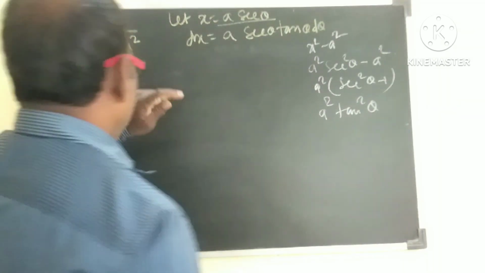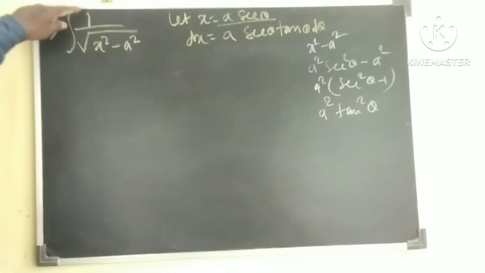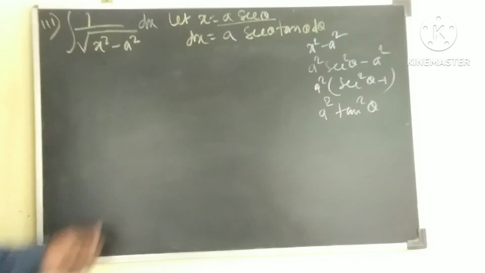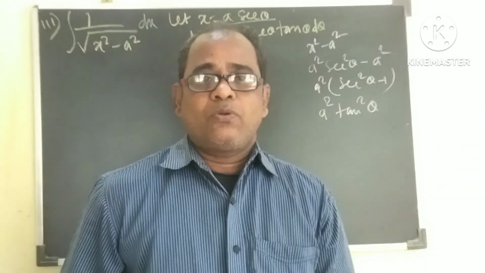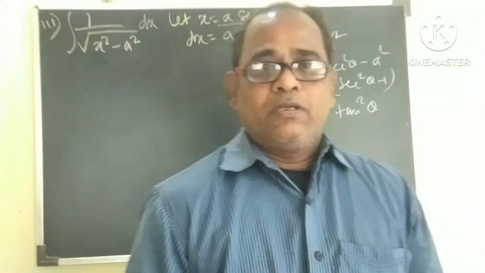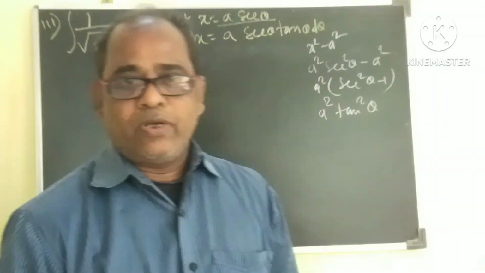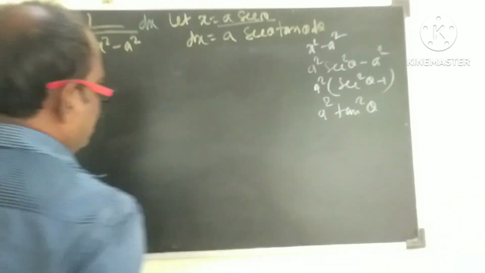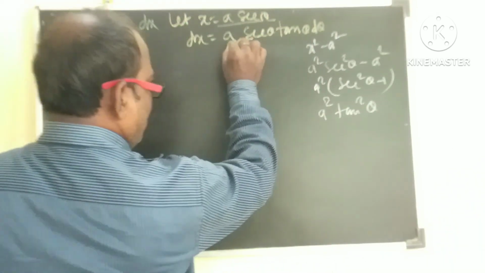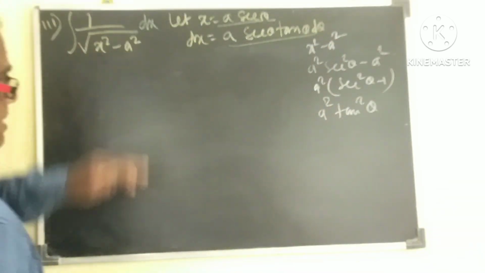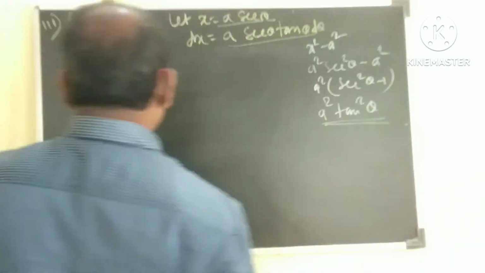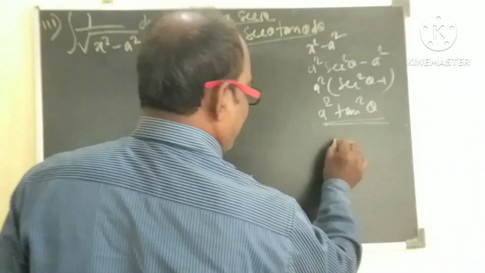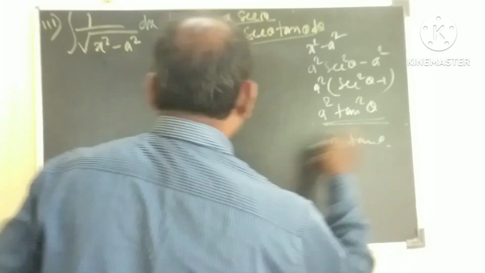So one more integration of the form 1 by root over x square minus a square dx. Here, we know that 1 plus tan square theta is equal to secant square theta. Therefore, secant square theta minus 1 is equal to tan square theta. So considering those things, we can take x equals a secant theta, then differentiating both sides, we get dx in this form. Also, x square minus a square can be written in this form. Since root over x square minus a square is root over this, the final answer will be a tan theta in the denominator.